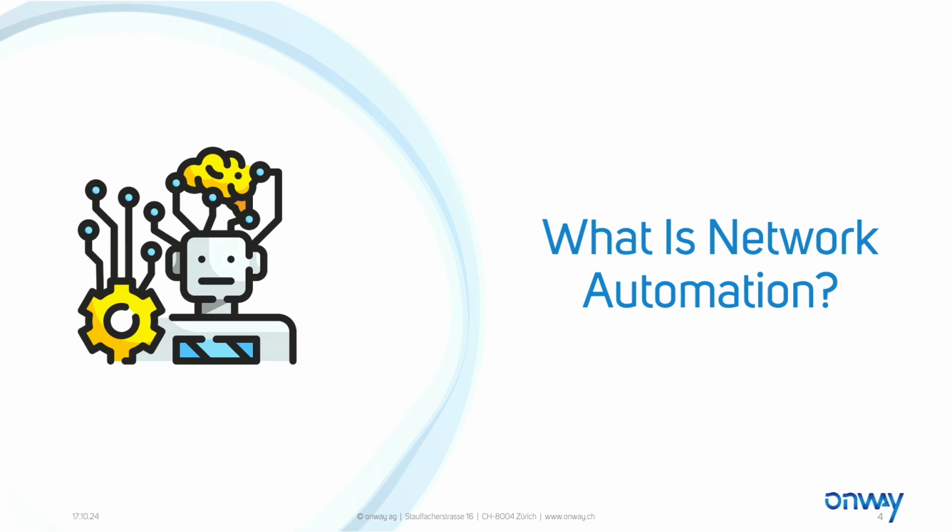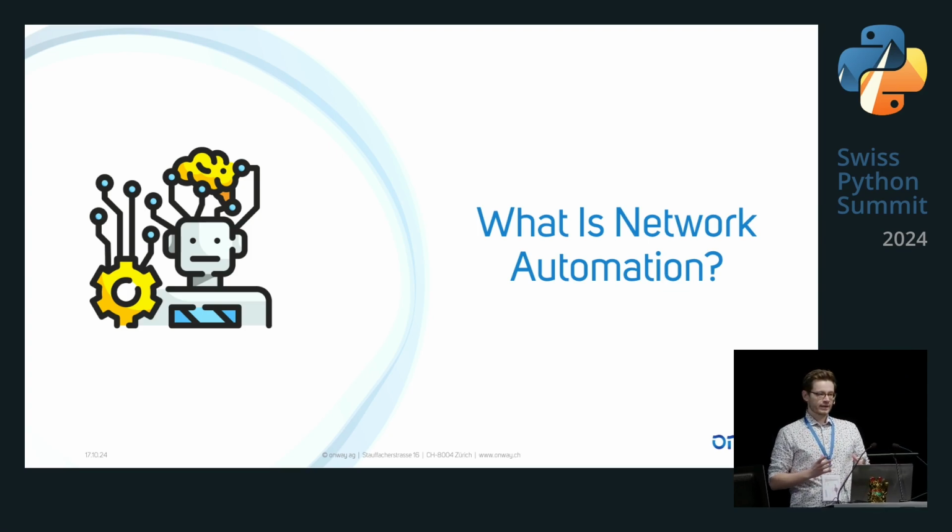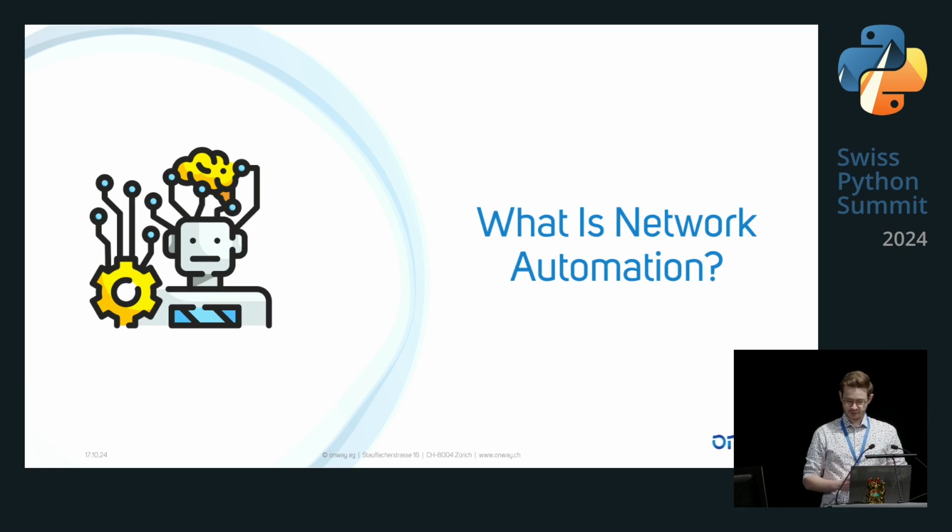Now, first, what is network automation? It's also called DevNet or NetDevOps, and it's quite similar to DevOps. In DevOps, you combine software development with operations. And DevNet tries to do the same thing, so you combine software development with network engineering.